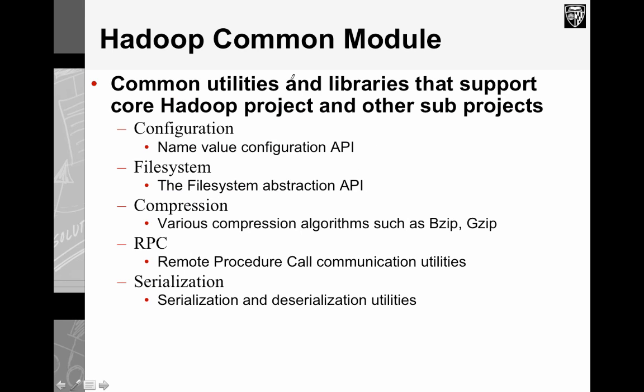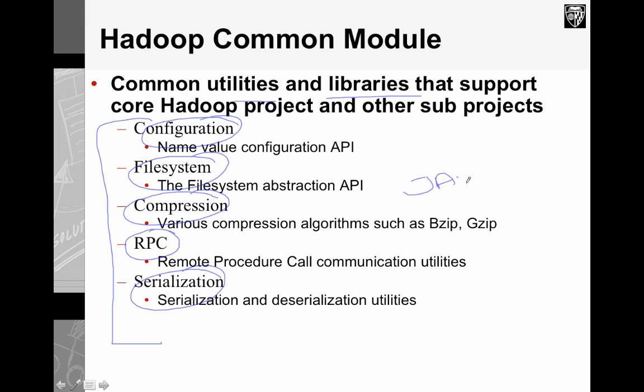Here's the description for the Hadoop common module. The Hadoop common module contains common utilities and libraries that support the Hadoop project, for example, configuration, the file system API, the compression of the file system, the RPC communication that's taking place across the different machines, the serialization format. All those things are part of the Hadoop common module, and all this is written in Java. And by the way, Hadoop is actually written in Java. There are all these other ecosystem projects that could be written in another language, but the primary core Hadoop is written in Java.